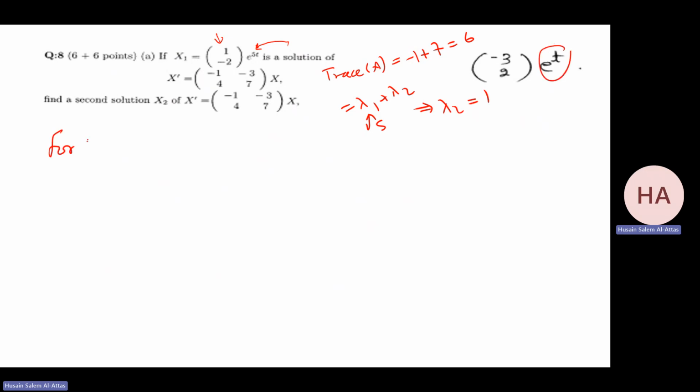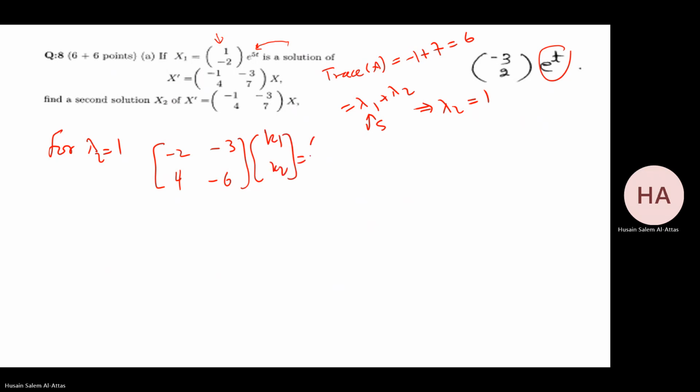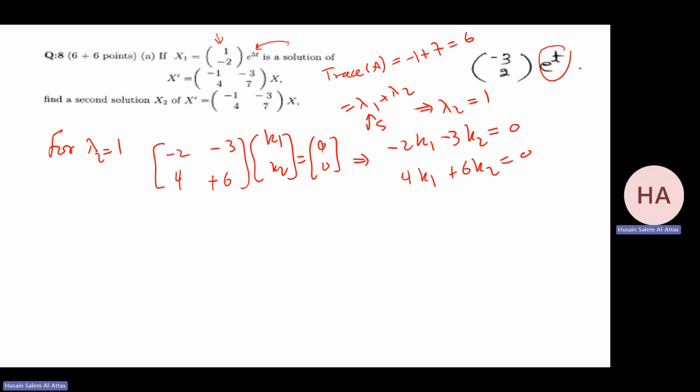So now for lambda 2 equal 1, what I have? Minus 1 minus 1, that will be minus 2, minus 3. And then 4, 7 minus 1, 6. So I have what? Minus 2k1 minus 3k2 equals 0. 7 minus 1 is 6. So I have 4k1 plus 6k2. Very clear. Multiply the first equation by minus 2, I get the second equation. So I have the same equation.